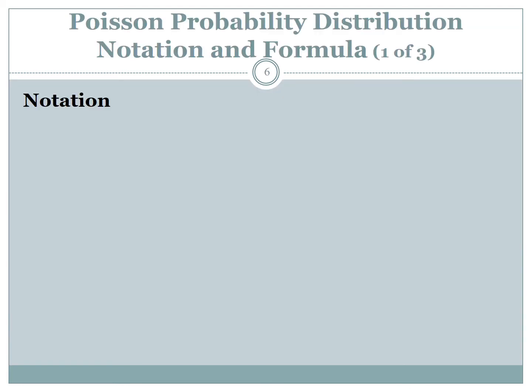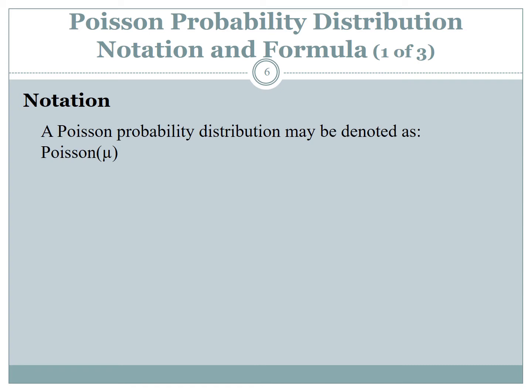So let's talk about notation. I said a minute ago that the Poisson distribution may be denoted by the word Poisson followed by open parentheses and whatever the mean is.